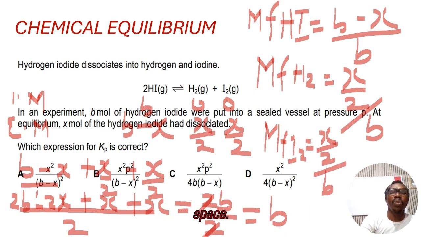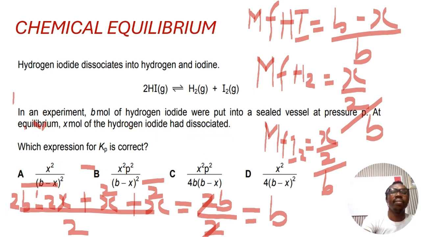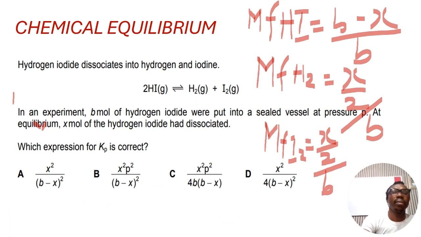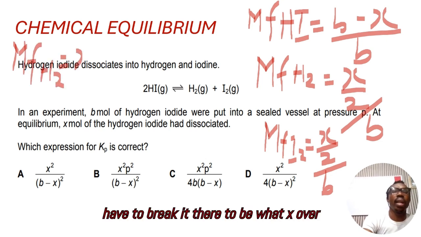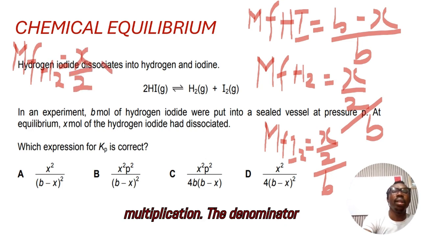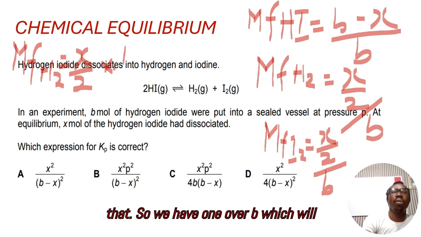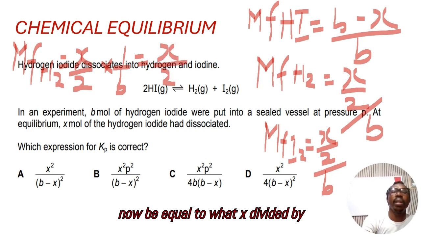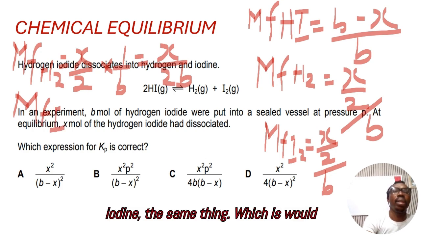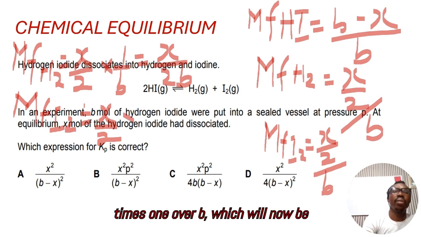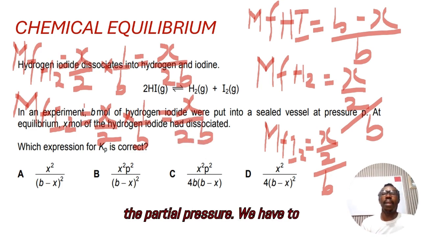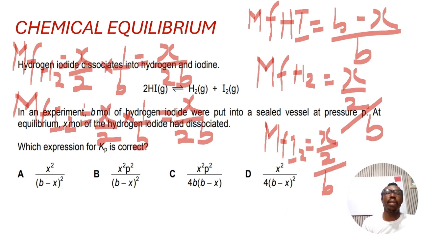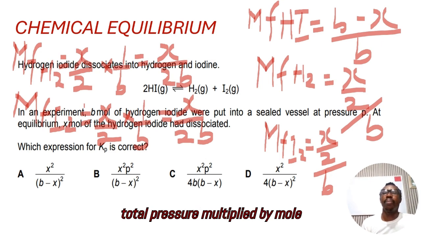So I have to erase this so that I'll have enough space. So mole fraction for hydrogen, I have to break it to X over 2. Change the division sign to multiplication. The denominator will go up and the numerator will come down. So we have 1 over B, which will now be equal to X divided by 2B. Mole fraction for iodine, the same thing, X over 2 times 1 over B, which will now be equal to X over 2B. So the next thing, we'll have to calculate the partial pressure for both the reactant and the product, for each of them. And partial pressure is equal to total pressure multiplied by mole fraction.